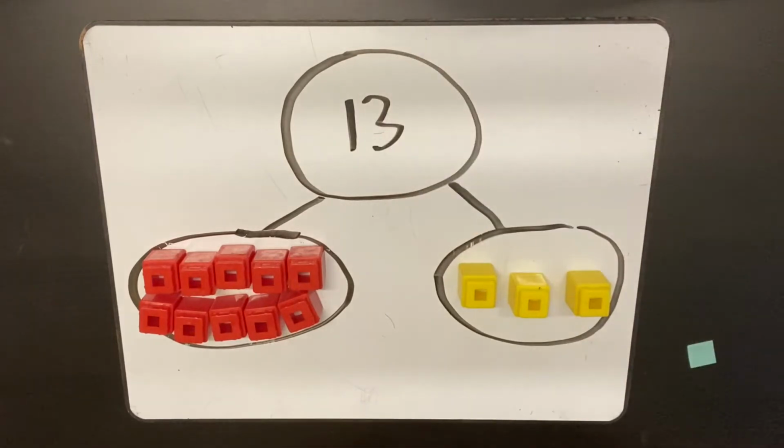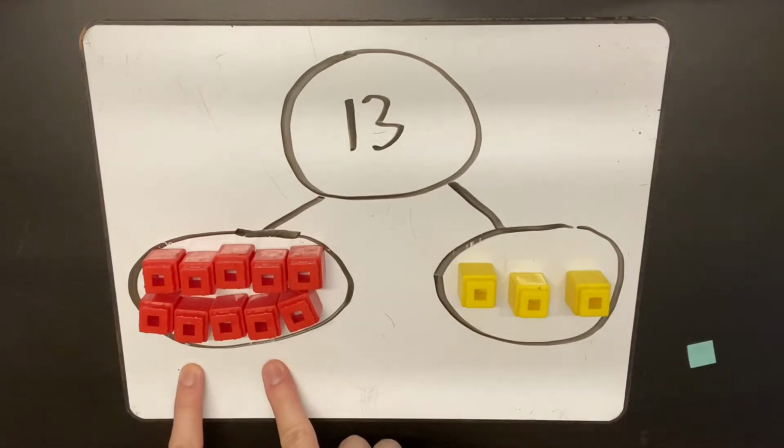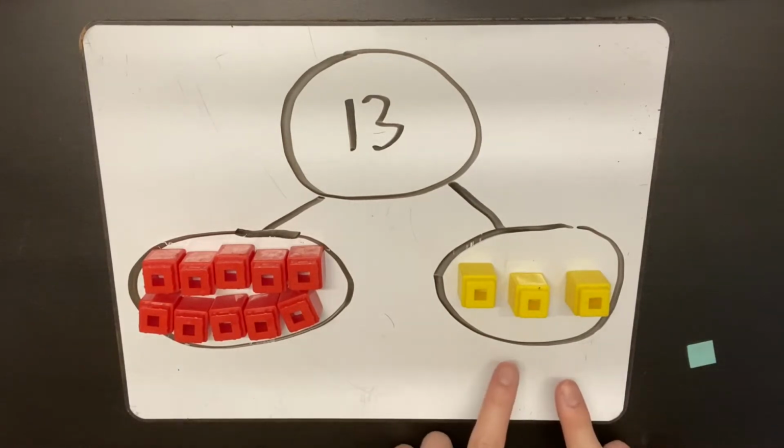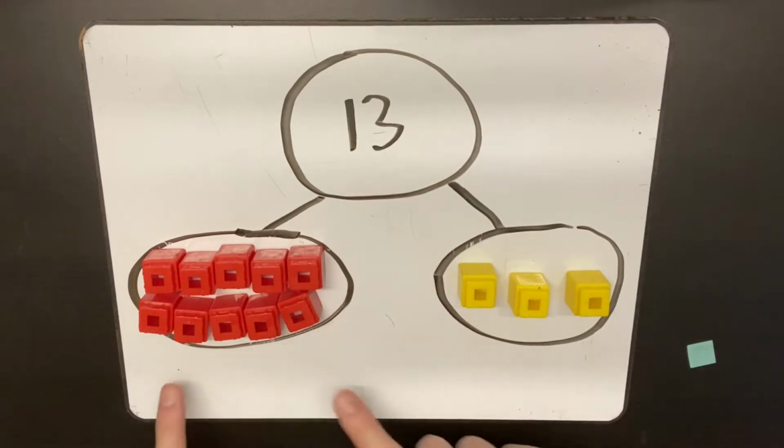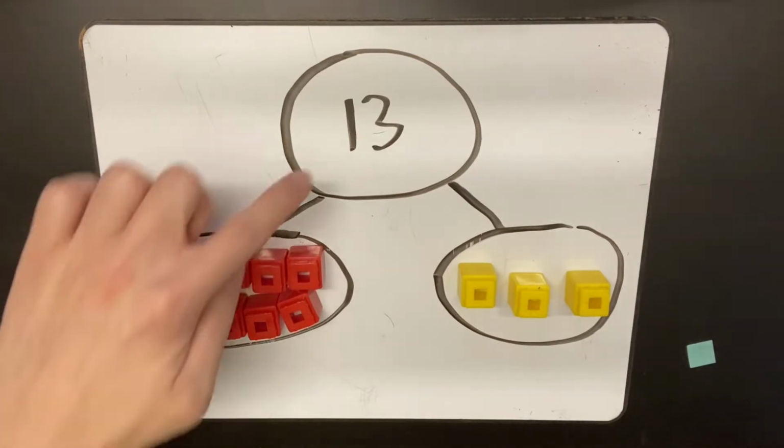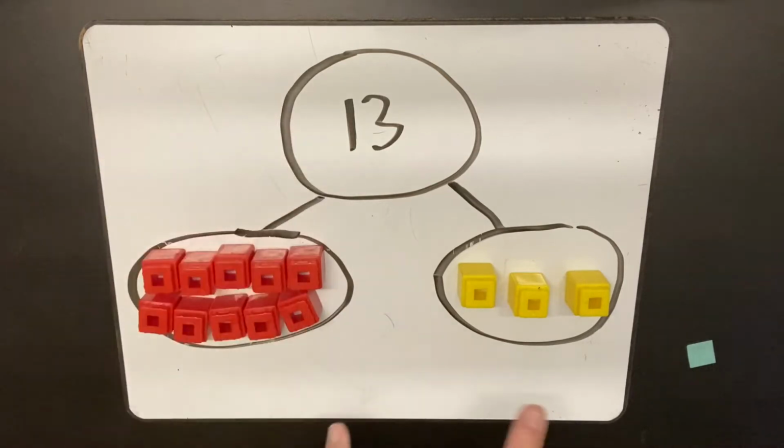13. So in the number 13, we have 2 parts. What are the 2 parts? 10 and 3. So my 2 parts of 13 is 10 and 3. So what is another way you know how to show a number in 2 parts? Think about all the ways we've done before at school. What's another way we can show a number into 2 parts?